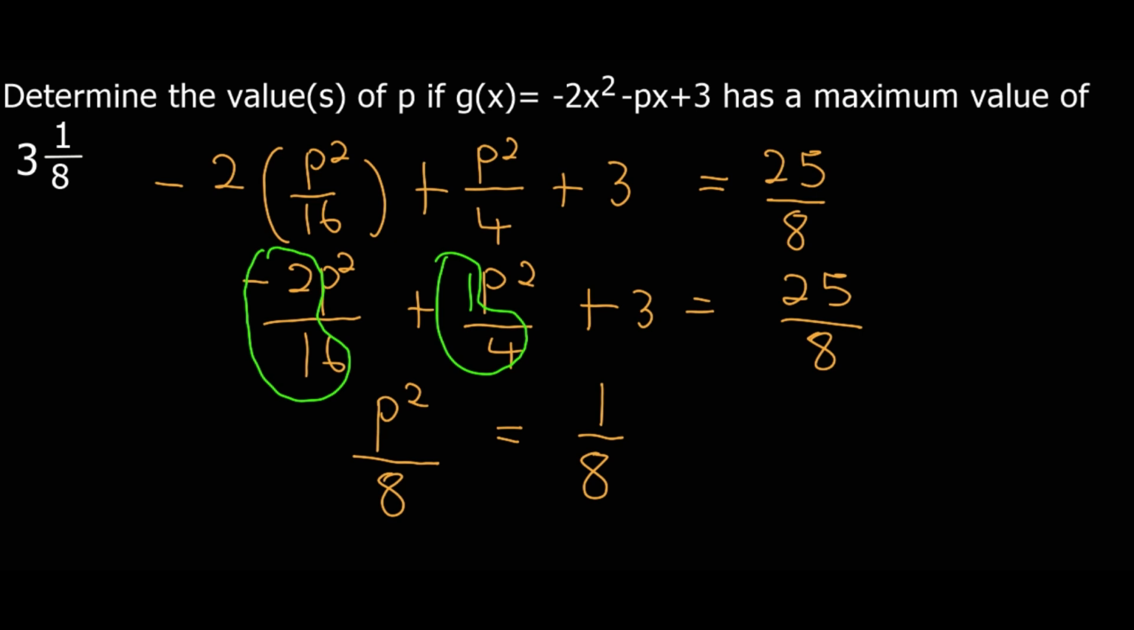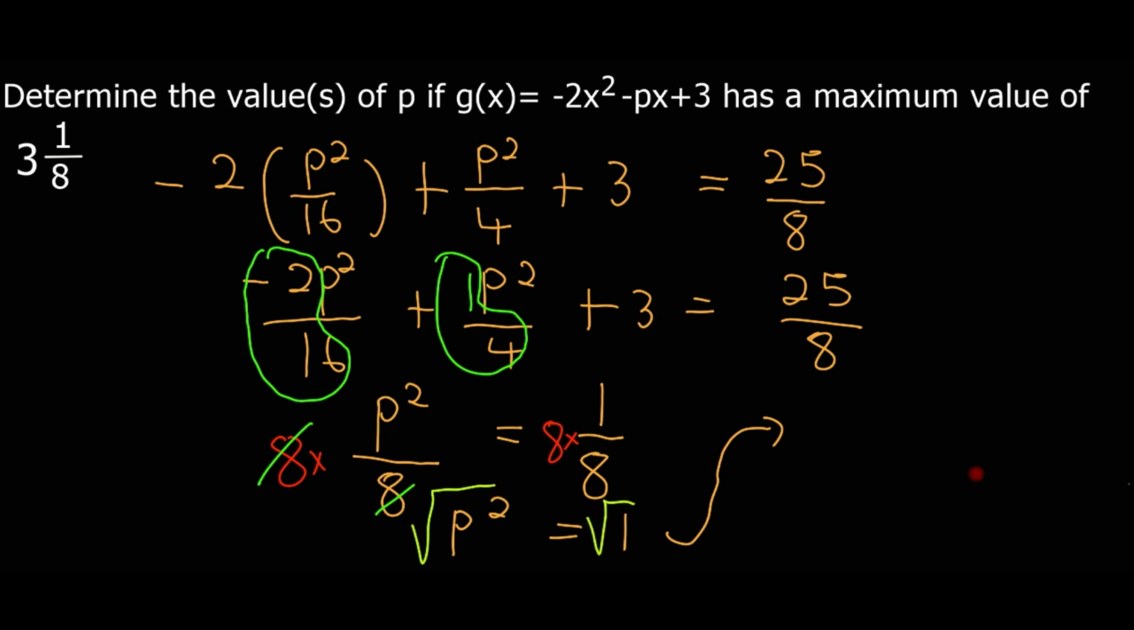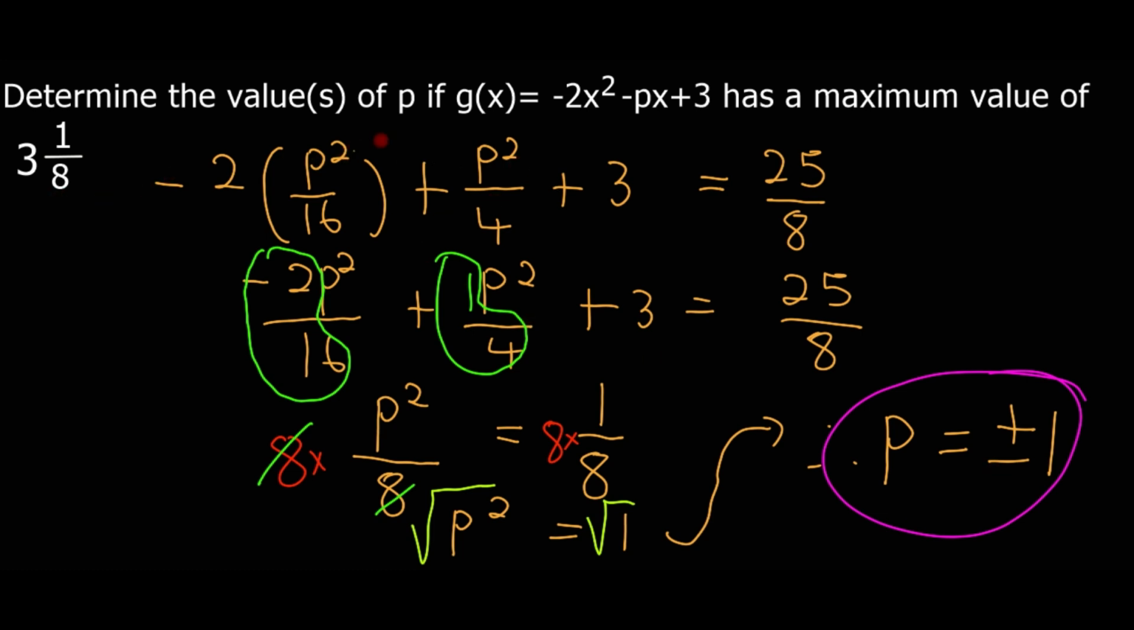We multiply both sides by 8 to cancel the fraction, which is cross multiplying. So we multiply both sides by 8, and this one and this one will cancel. Therefore we remain with p squared equals 1. And then from there we solve for p by taking the root of both sides. Therefore p equals plus or minus 1. And this is our answer to the question earlier, find the value of p.